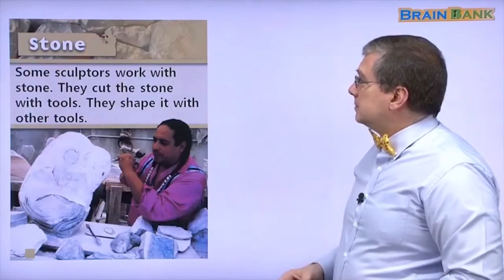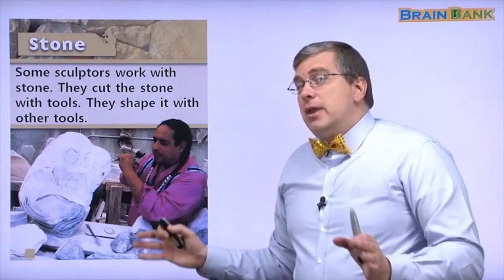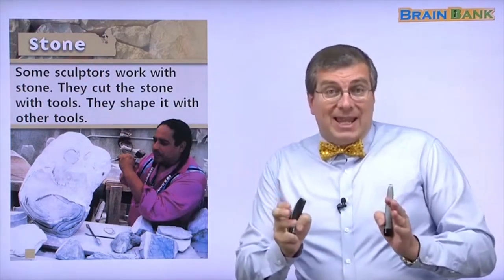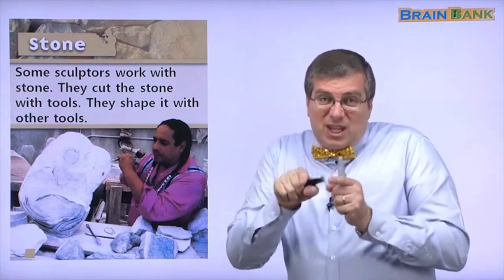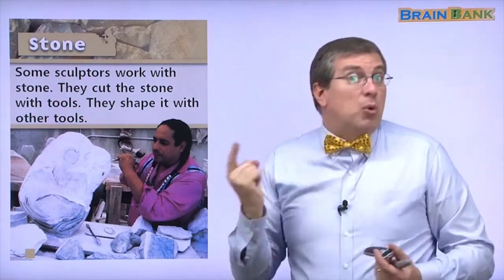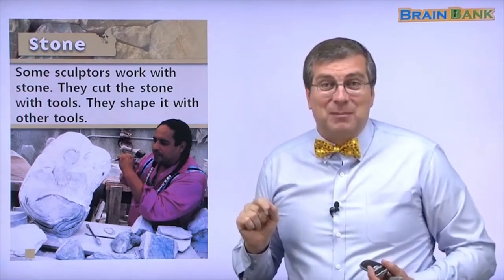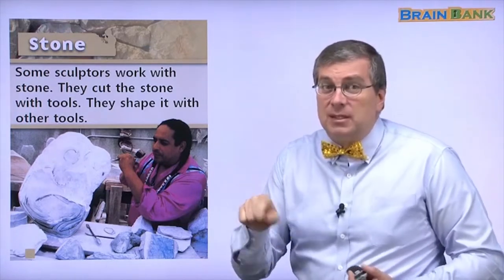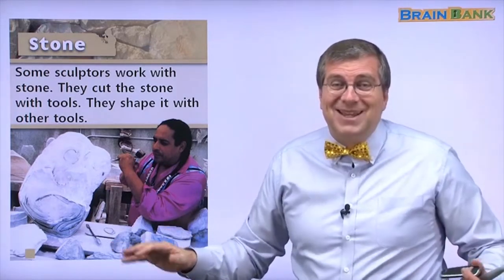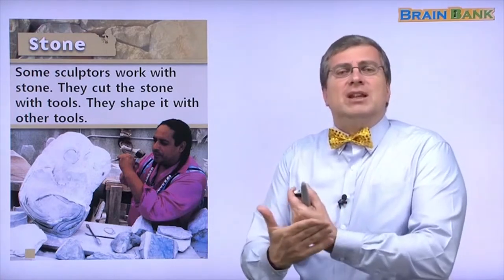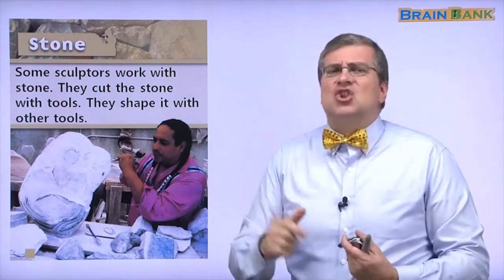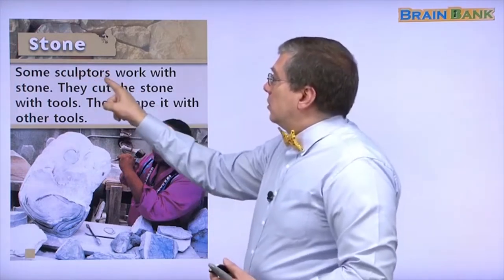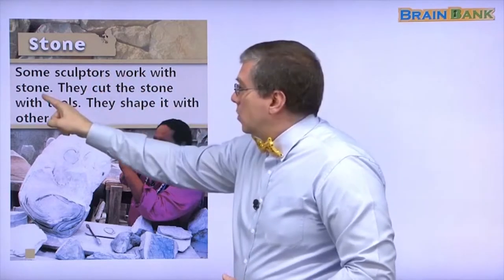Let's continue. Now, that's clay. Another type of material is stone. Clay is easy to shape, right? We can push clay with our finger, boop, no problem. We make a difference in the shape. But if you take your finger and you push stone, what happens? Nothing. Okay? The stone is very strong. You can't change the shape. However, some sculptors work with stone.